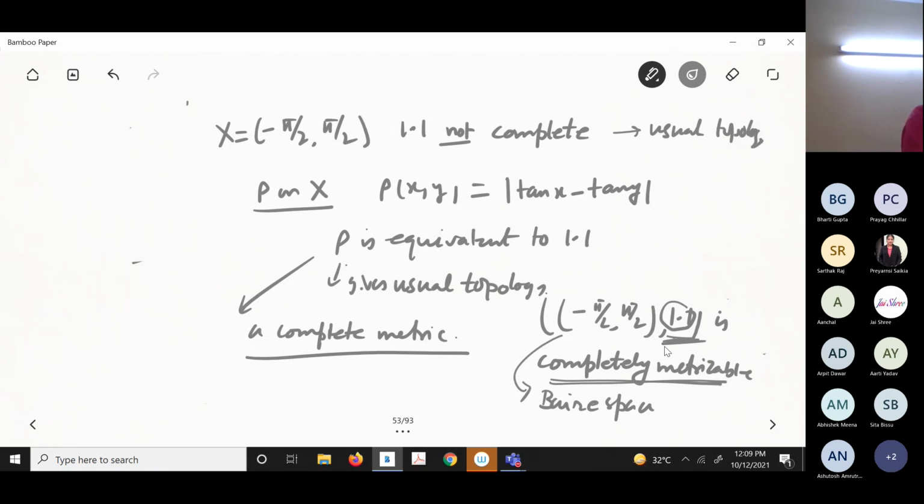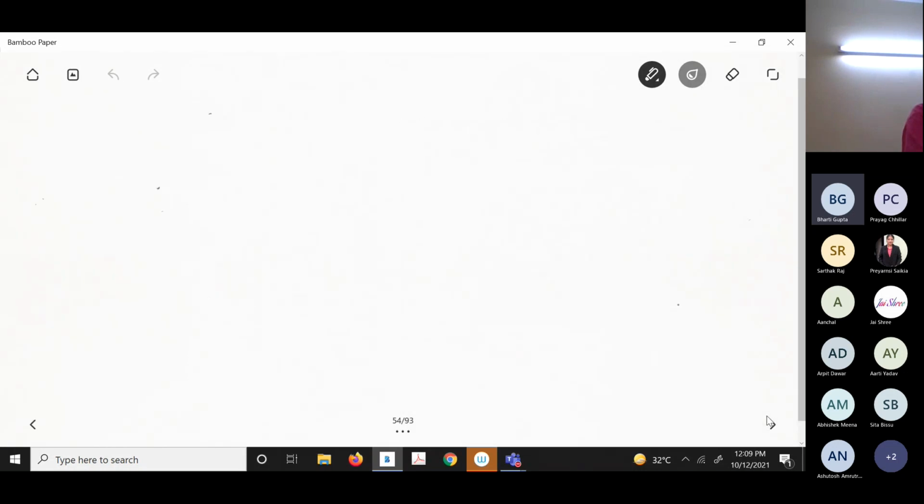Now I have given an idea of how to prove that this is a complete metric. In fact, I have given you the general result as an exercise, but actually the proof is in the result itself. Let me explain that. Suppose you have a bijection. Recall the bijection from minus pi by 2 to pi by 2, the tan function, or actually the inverse, arc tan. So suppose it is a bijection.